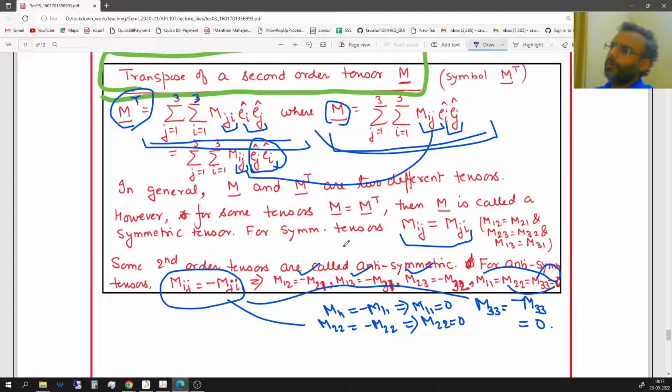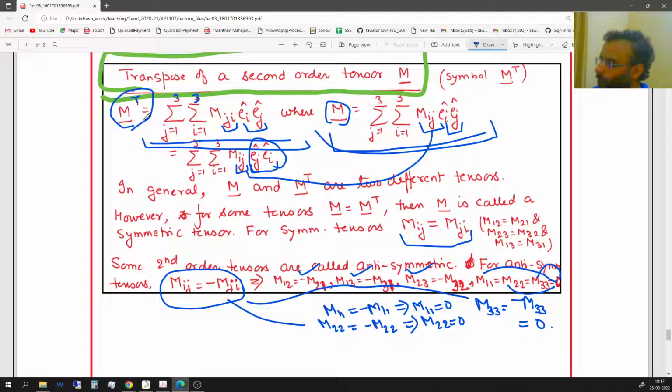Now let's talk about what is called the transpose of a second order tensor M. The symbol that we use for transpose is M with the superscript T. And if I'm using Cartesian coordinate system to express the M tensor, then M will be written as Mij Ei Ej. We have seen this in the previous video with double summation.